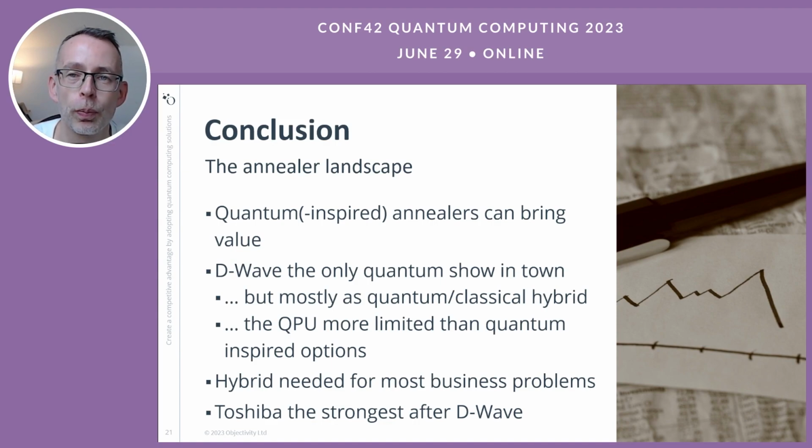Generally though, for most business problems, you will want to use classical computing to identify sub-problems or boil down your bigger problem to a form that fits within the constraints of your quantum processor or your quantum-inspired annealer. And after D-Wave, it was Toshiba SQM Plus that definitely was the sort of the strongest offering, scaled the best, and produced the best solutions.